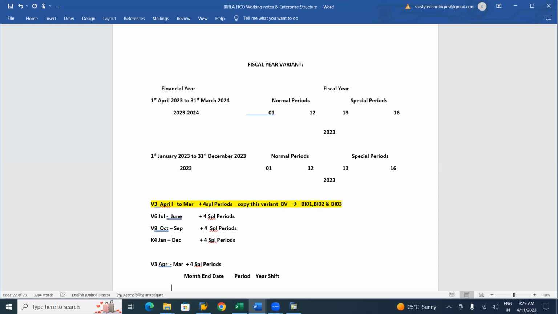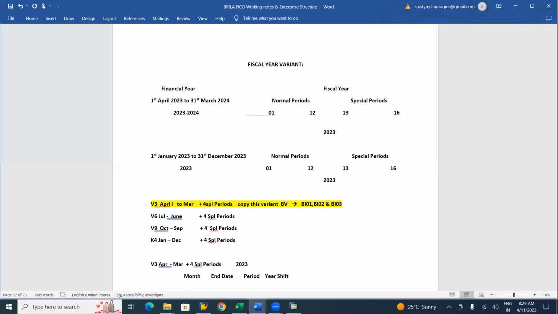Month end date, first period. What would be the month end date? April month? 30th of April, right? So I'll take month here. 30th of April, perfect. So we are in which fiscal year? 2023. I'll type 2023 here also. So how does the system understand? I'll tell you.